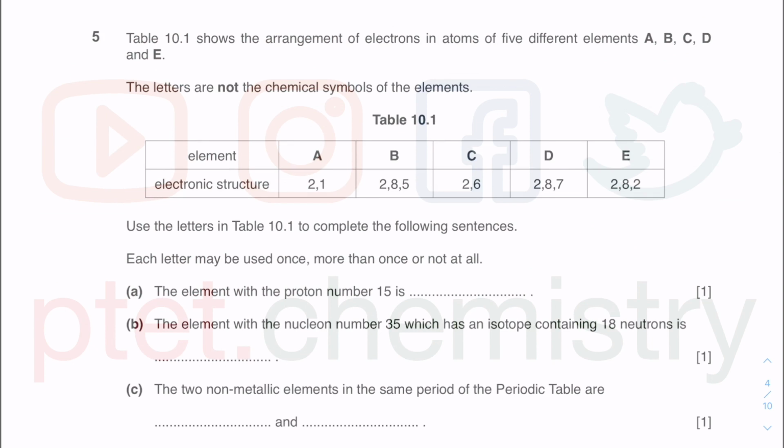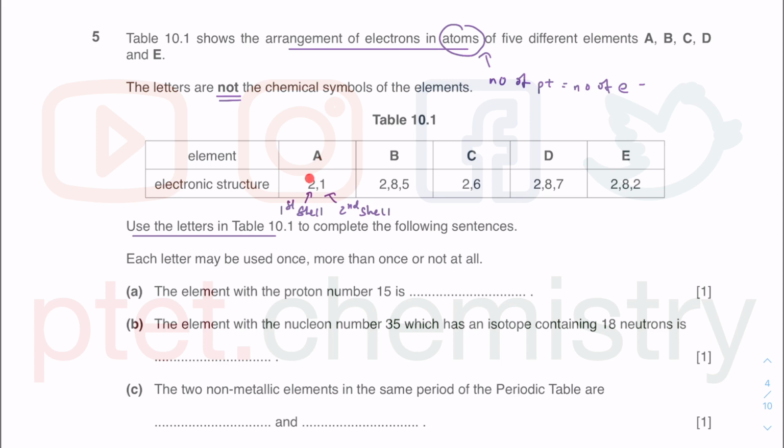So in this next question, we have this table which shows the arrangement of electrons in atoms. So we know that in atoms, the number of protons equals the number of electrons, and these letters are not the chemical symbols of the elements, and they say use the letters. So we do not have to work out the element, we need to use the letters and think about the information given. This is saying that there is a first shell, and this second shell, and there's no third shell because it only fills up to the second shell.